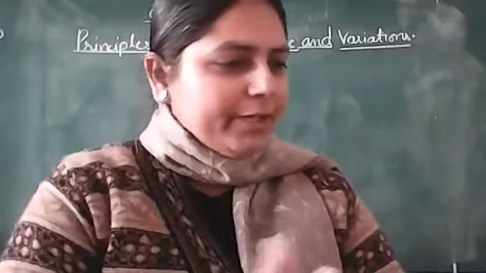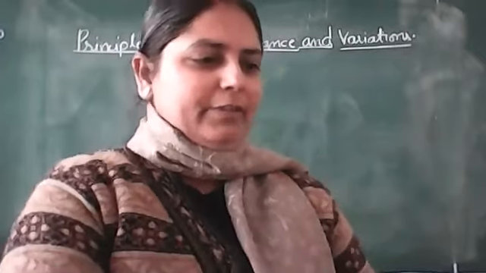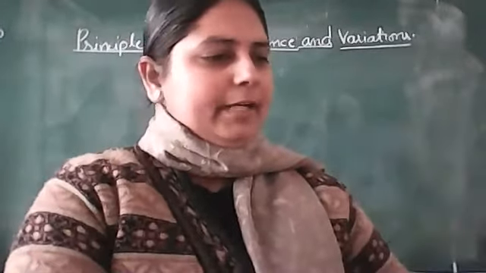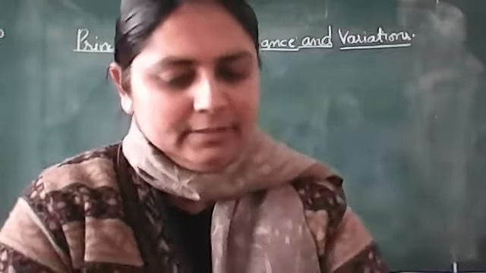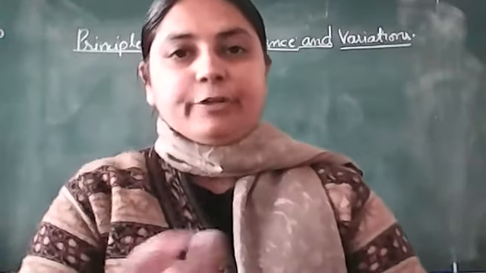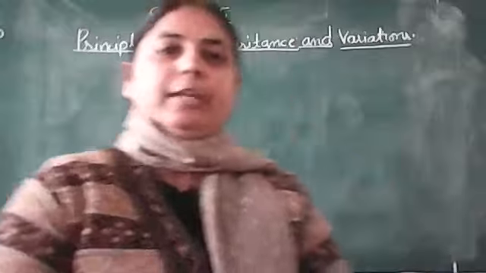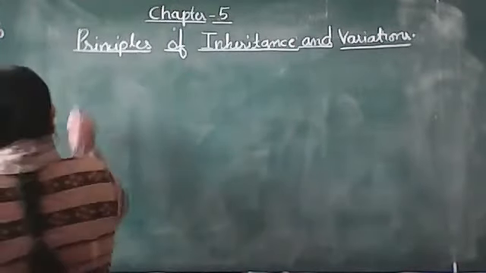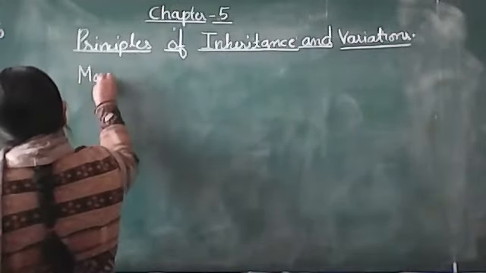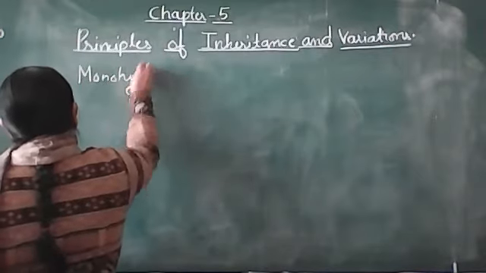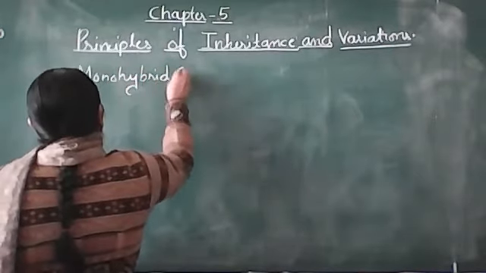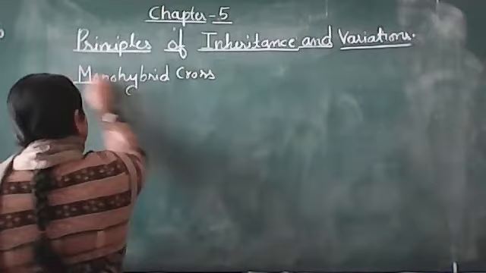Yes, good morning, students. So today we are starting with our next topic, and our next topic is inheritance of genes. So here I am going to tell you two types of inheritance. First is inheritance of one gene. So such a cross is known as a monohybrid cross.